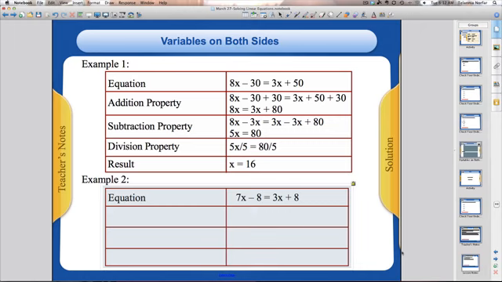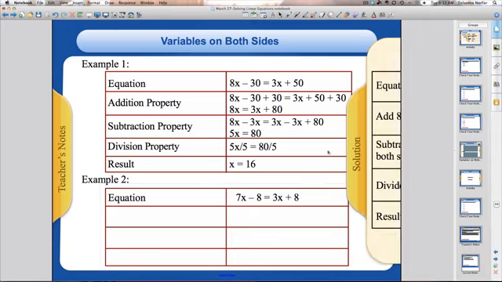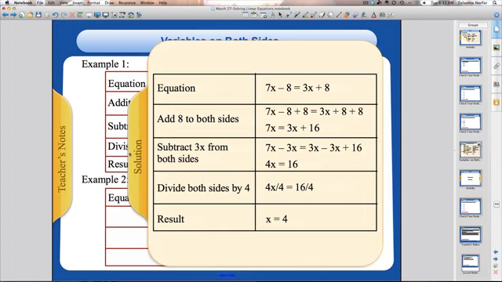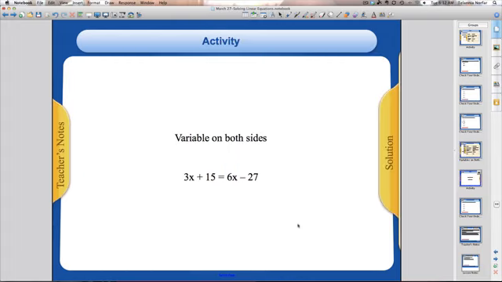Now you practice. Again, write down what property you're doing and then write down what step you actually completed on the right. Unpause the video when you're done so that you can see the solution. Great job if you got the answer of 4. Again, we added 8, then we subtracted 3x, then we divided by 4. Not bad. Let's do another one.